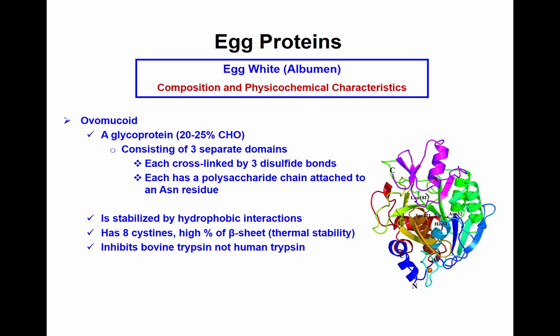So it is very hydrophobic, like the other proteins. Therefore, it's stabilized by hydrophobic interactions. It has only 8 cysteines compared to the conalbumin, which has 15. And it does have a high percentage of beta sheet structure, which imparts its thermal stability. Beta sheet is more thermally stable than alpha helix. It has a biological function. It inhibits bovine trypsin, but not human trypsin, so we can eat it and not worry about protein digestion.